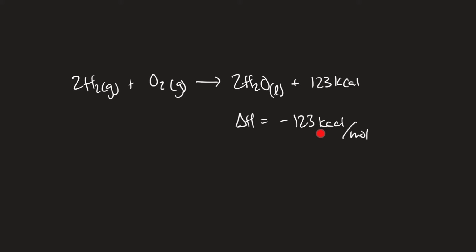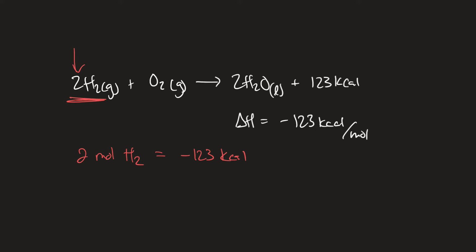Okay, and so this is telling us that you're producing negative 123 kilocalories per however many moles of these reactants or products you get, right? And so what do I mean by this? Okay, so it's telling us that in this reaction, if you have 2 moles of H2, it is going to produce negative 123 kilocalories of energy.